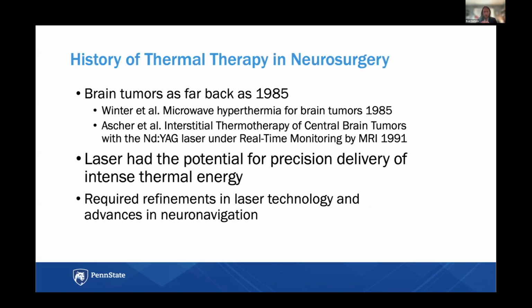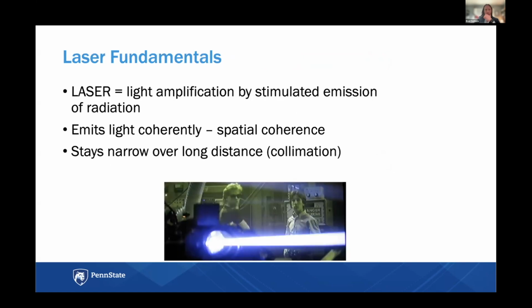Ablative procedures in neurosurgery are obviously not new. This dates back decades to the early days of neurosurgery: radiofrequency ablation, chemical ablations. Even in the 80s, this was being done, with hyperthermia for brain tumors and the notion of using different types of lasers. It was felt that lasers definitely had the potential for precision delivery of intense thermal energy, but it required refinements in the laser technology and advances in neuronavigation to make it safe, reliable and effective for a broad spectrum of intracranial pathologies.